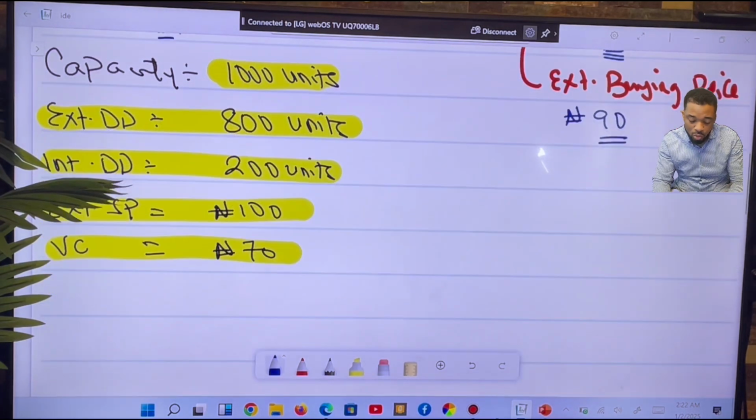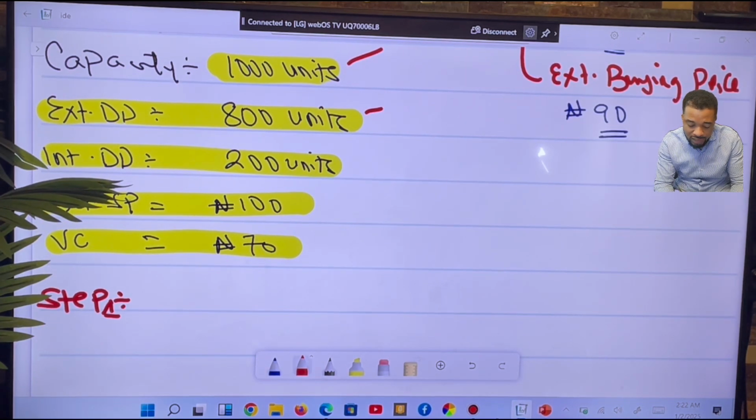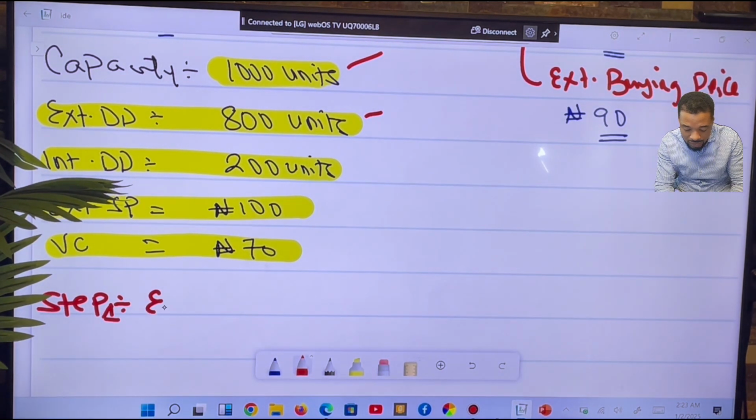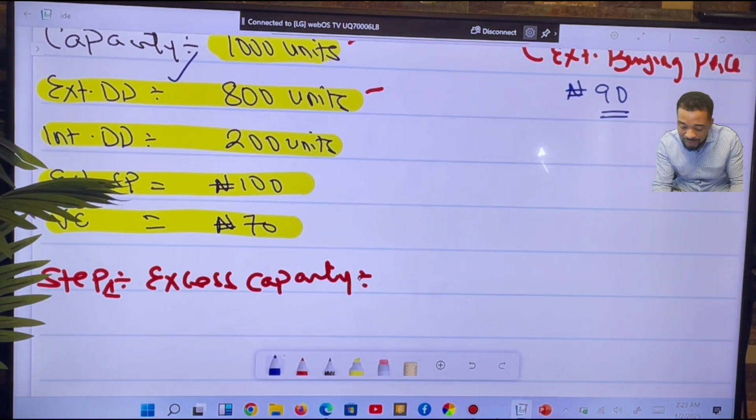Let's look at the first one. The first step here, step 1. What is the capacity? 1,000. What is the external demand? So I need to understand the excess capacity. What is excess capacity here? Excess capacity means that I'm comparing the capacity, what they can produce, with how much external is willing to buy from them. Excess capacity here is simply 1,000 minus 800, and that should give me 200 units.